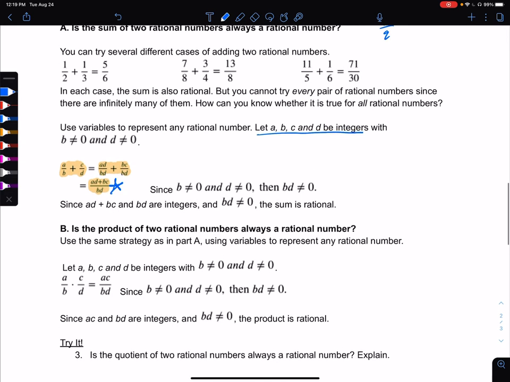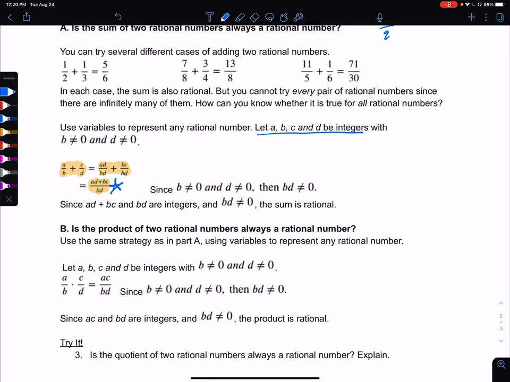Now let's look at part B. Is the product of two rational numbers always a rational number? We're going to do the same thing that we did in part A, using the same strategy, and use variables to represent any rational number. So instead of using numbers like 1, 2, 3, 4, 5, 6, we're going to once again use a, b, c, and d. Same rules apply here. a, b, c, and d are going to be integers. b and d cannot be equal to 0 because they're in the denominator, and that would negate the fact that it would be a rational number.